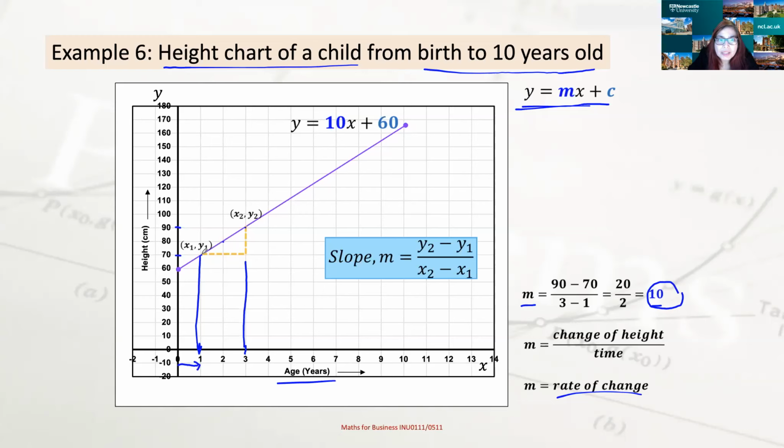For every 1 unit, let me take an easy one, for every 1 unit increase in the X direction, there is 10 unit increase in the Y direction. That means as the child gets 1 year older, the child increases by 10 centimeter in height. So that is the physical meaning of this letter M.